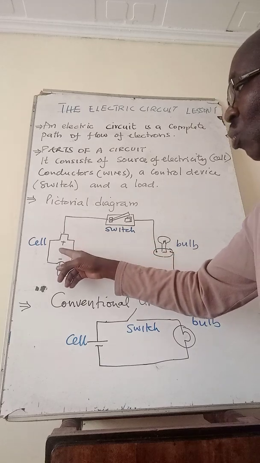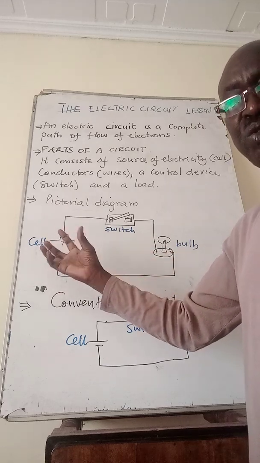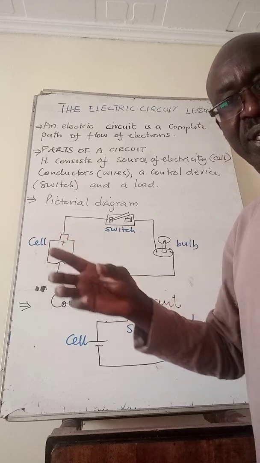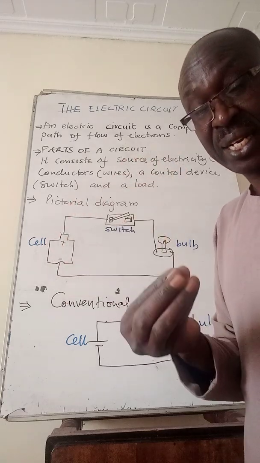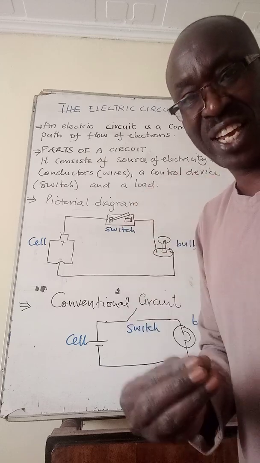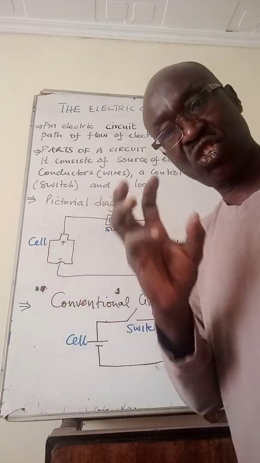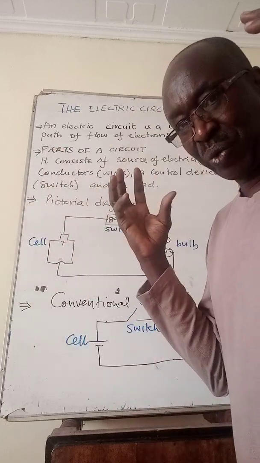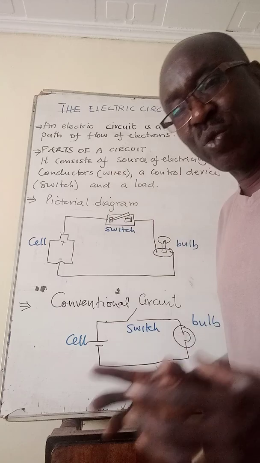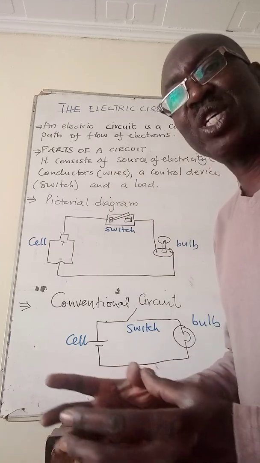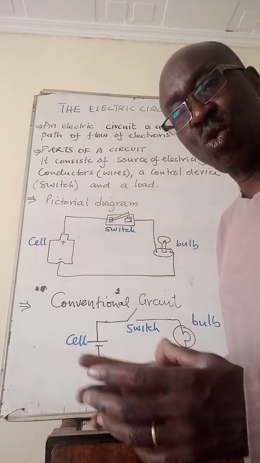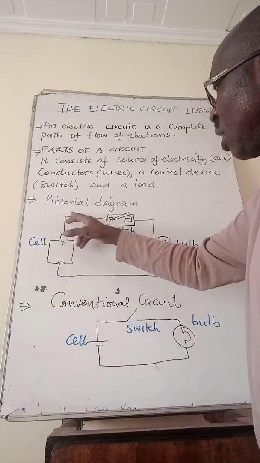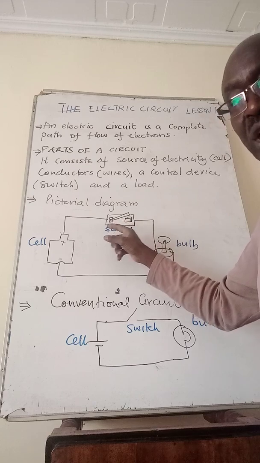So this one, the way I have drawn it, should draw your attention to a cell. You have a cell. The picture of a cell, not the symbol of a cell. When we see the picture, we can easily connect, and then we transit to the conventional way of drawing the apparatus. So this is a cell, this is a wire, then this is what we call a switch.